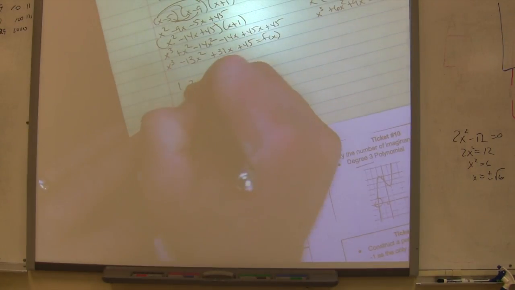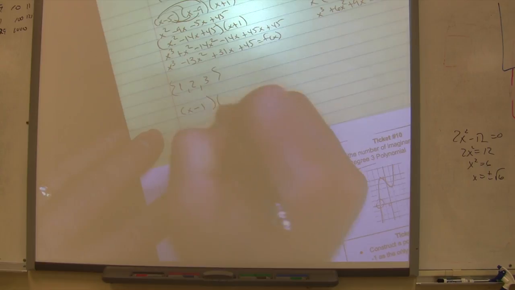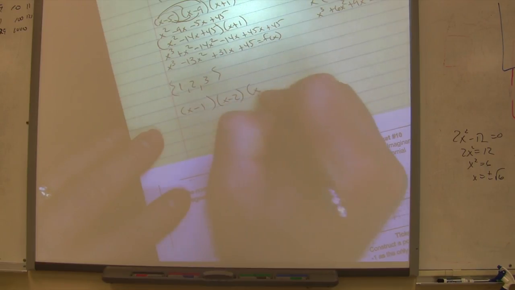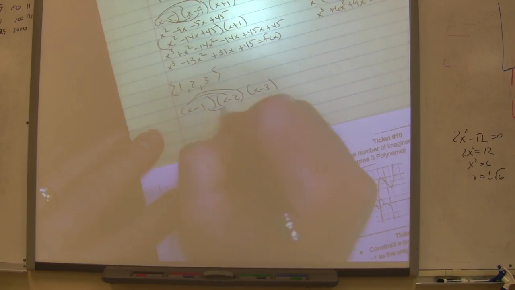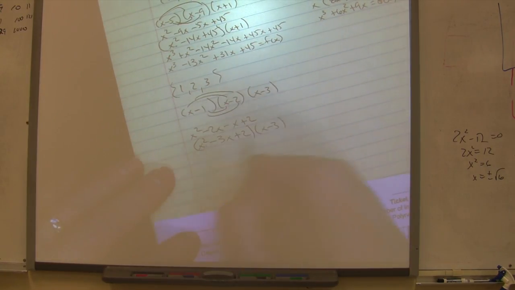So 1, 2, and 3. So that would be x minus 1, x minus 2, and x minus 3. So again, I'm going to do this one first. X squared minus 2x minus x plus 2, which is x squared minus 3x plus 2. And then times that by x minus 3. X squared times x is x cubed. X squared times -3 is -3x squared.